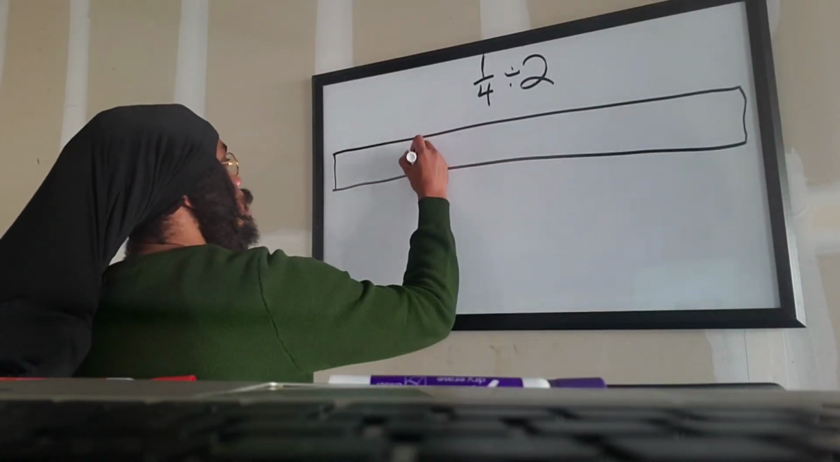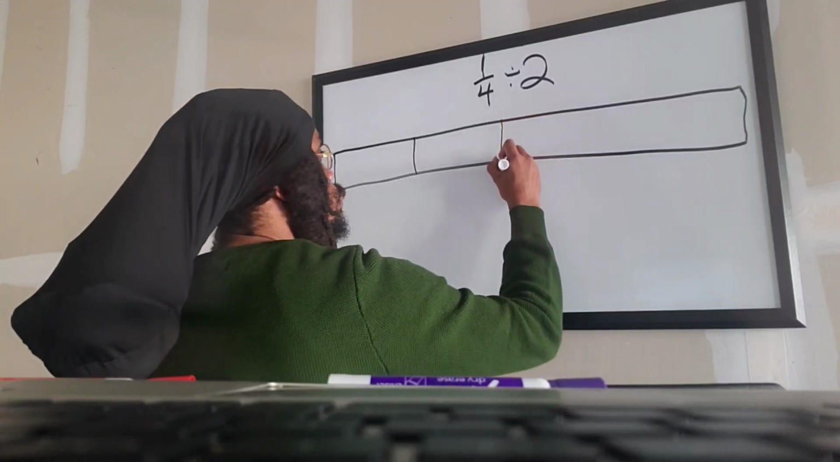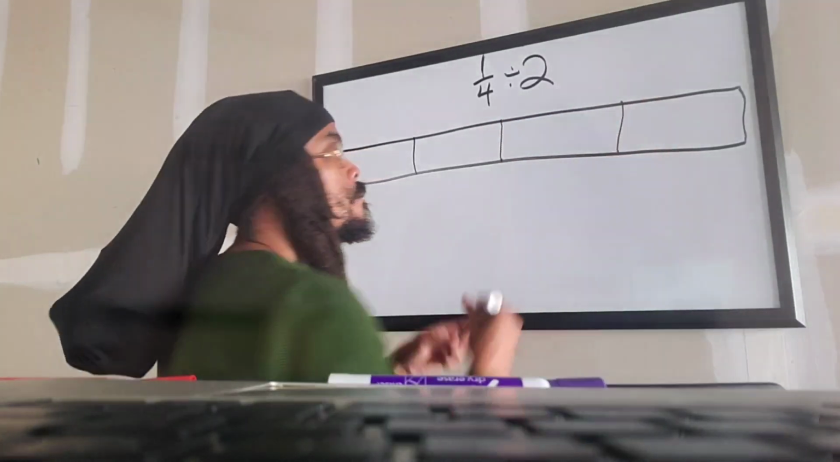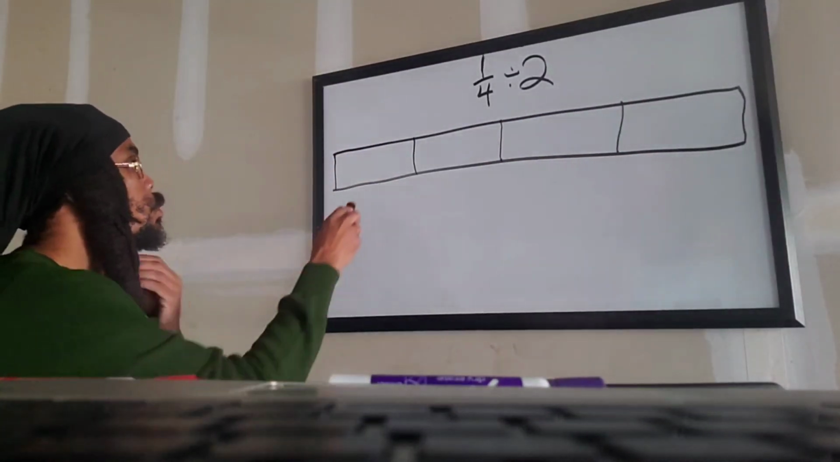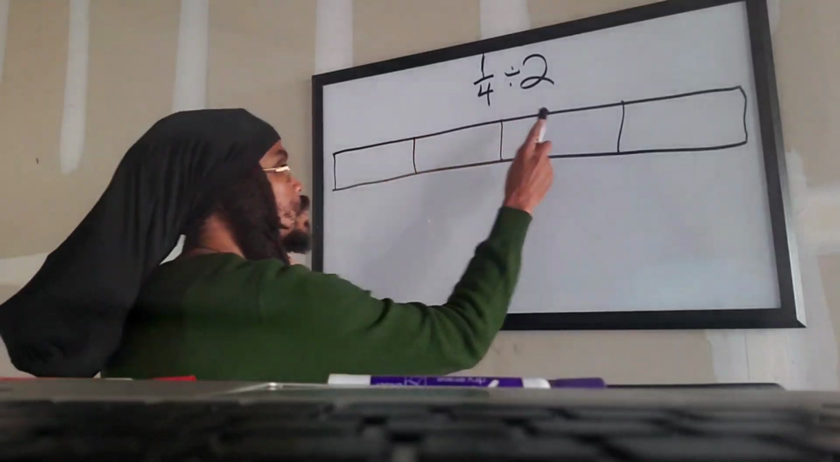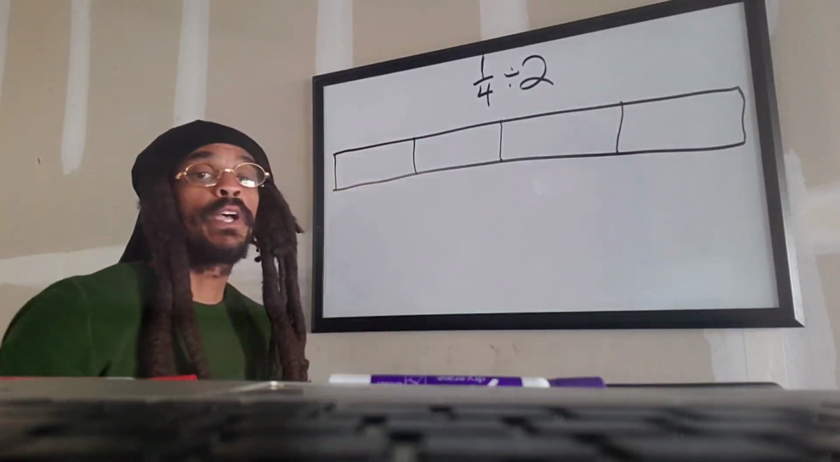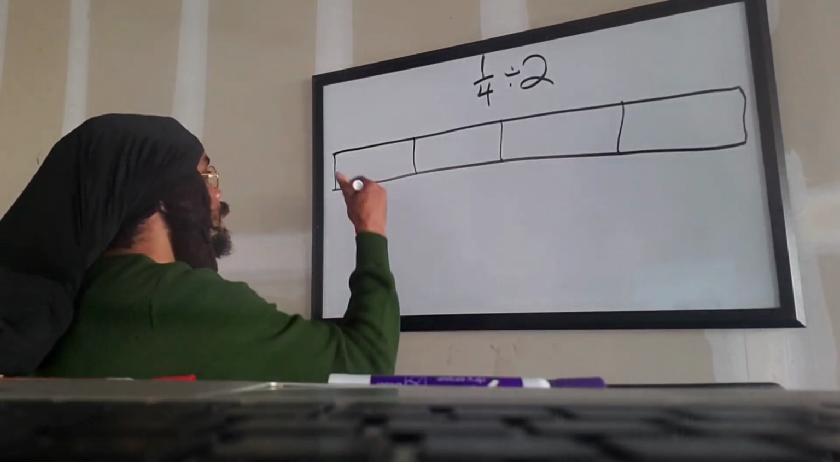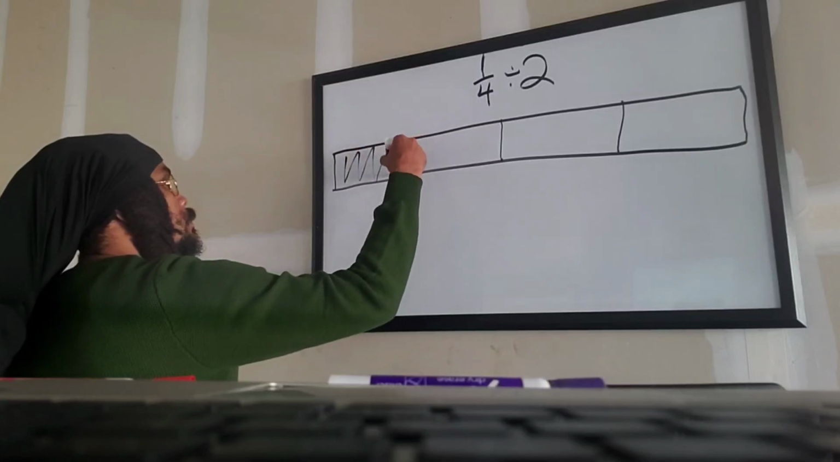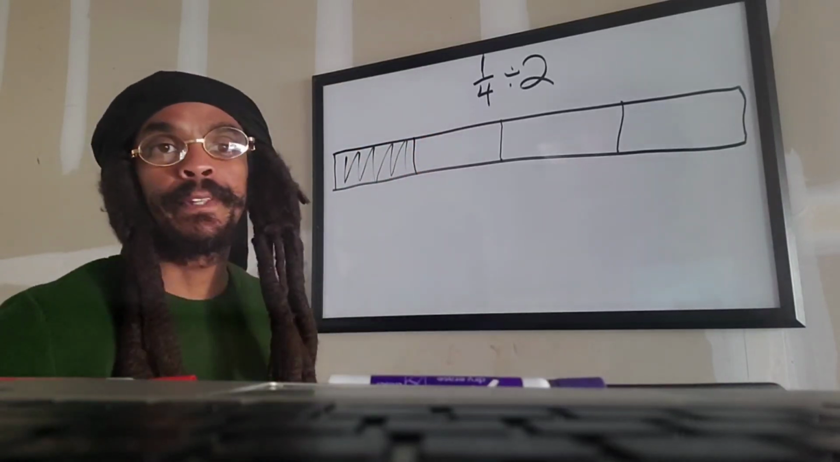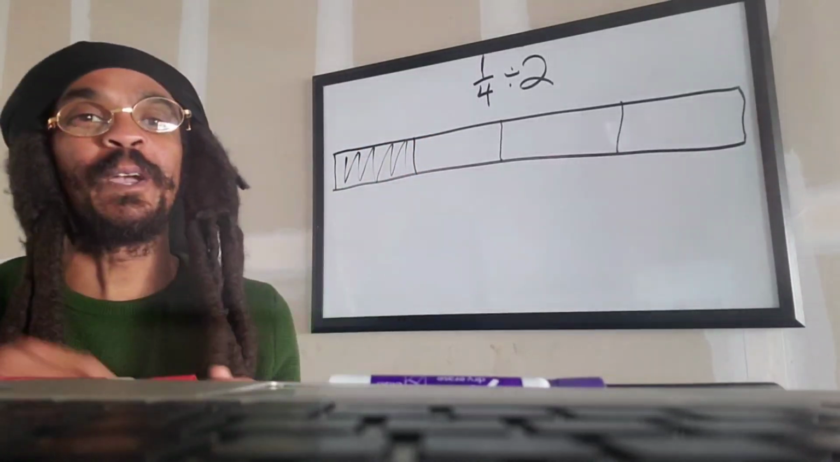I'm going to have 1, 2, 3, 4. Now I have 4 sections. 1, 2, 3, 4. Let's go ahead and represent our 1/4 by lightly shading here. That looks pretty. All right, so we got our 1/4 represented.